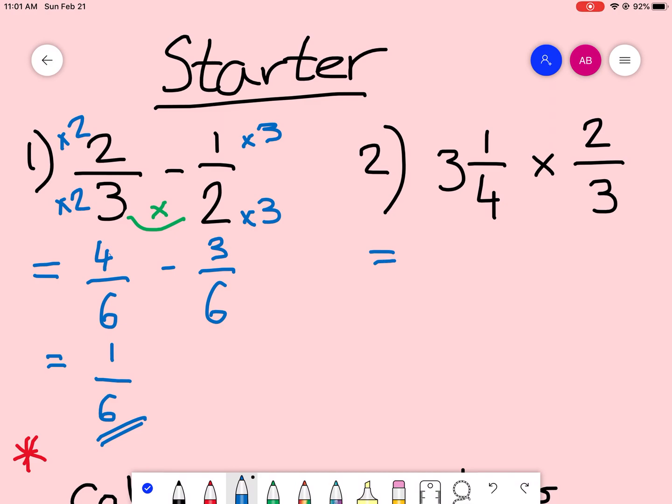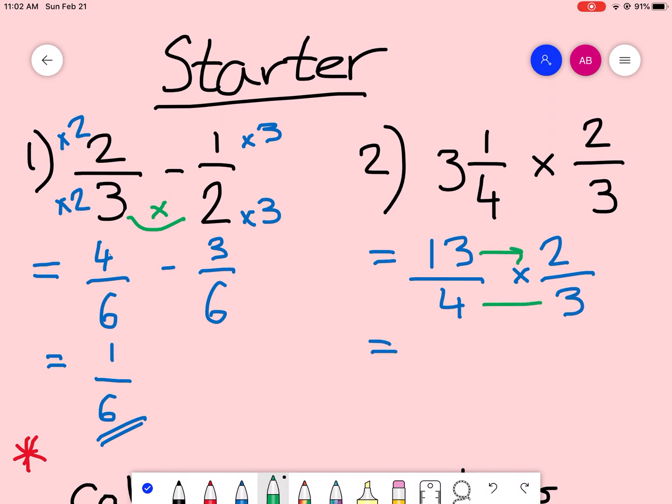Question 2, 3 1/4. We have to change that first to top heavy before we can multiply these fractions together. So that gives us 3 times 4 plus 1, which is 13 over 4, times by 2 over 3. We then multiply our two top numbers together and multiply our two bottom numbers together. That gives us the resulting fraction. So 13 times 2 is 26 and 4 times 3 is 12.